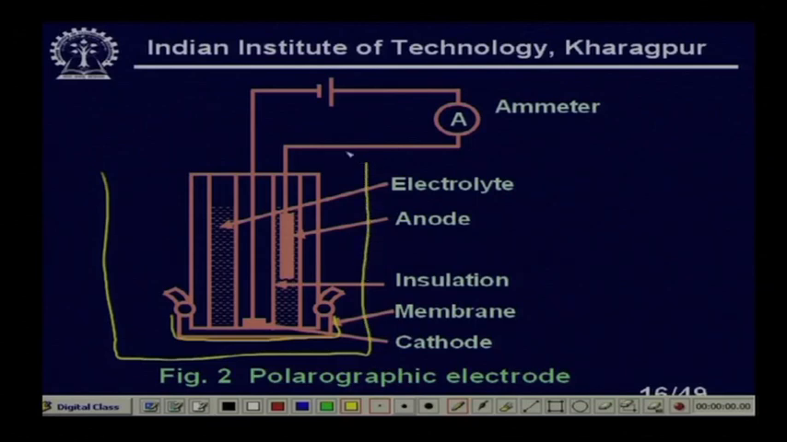Okay. This is the reactor tank, or the wastewater, and this entire assembly is to be dipped in. This whole assembly is our probe, this is our total probe, right. You see the electrolyte is here, we have put an anode here, insulation is here, there is a membrane and there is a cathode, clear. This is the diagram and we have given a bias.